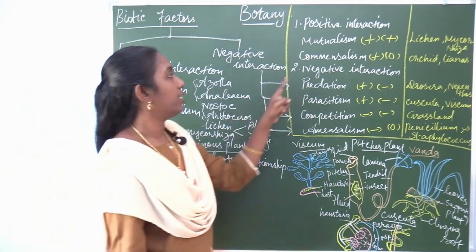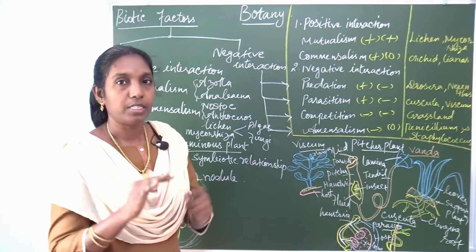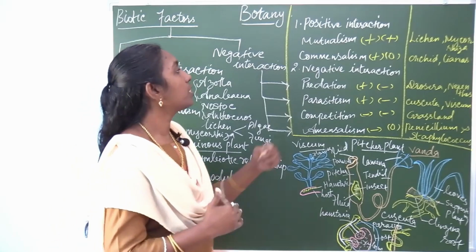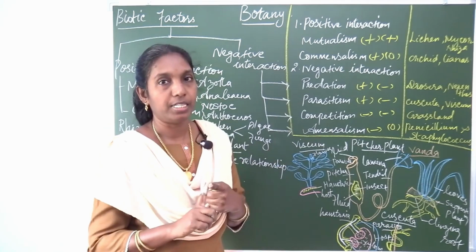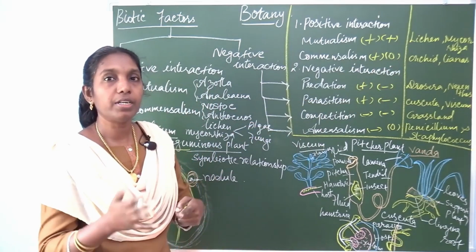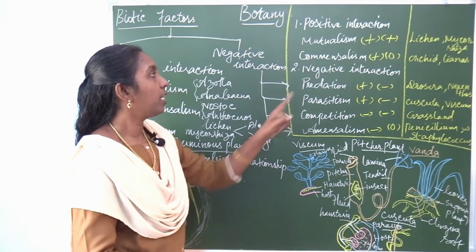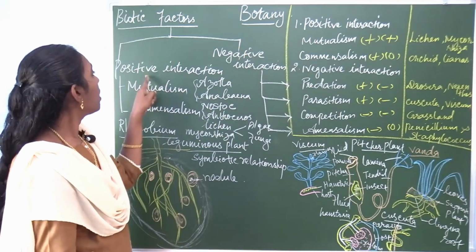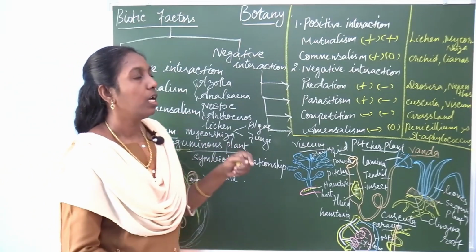What is meant by commensalism? In commensalism, there is an interaction between two different species, two organisms, in which one is benefited, and the other is neither benefited nor harmed. So where one is benefited, that association is commensalism. This is also one of the positive interactions. So what are the examples of commensalism?